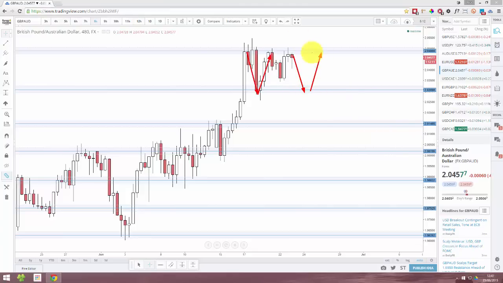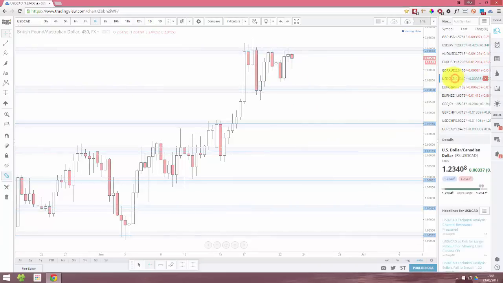If sellers manage to break through this level and they come down to the 2.0150, again, I'll be looking for signs of buyers entering. I'd be looking for indecision. Essentially, I'll be looking to take a bullish reversal trade if the appropriate price action forms.